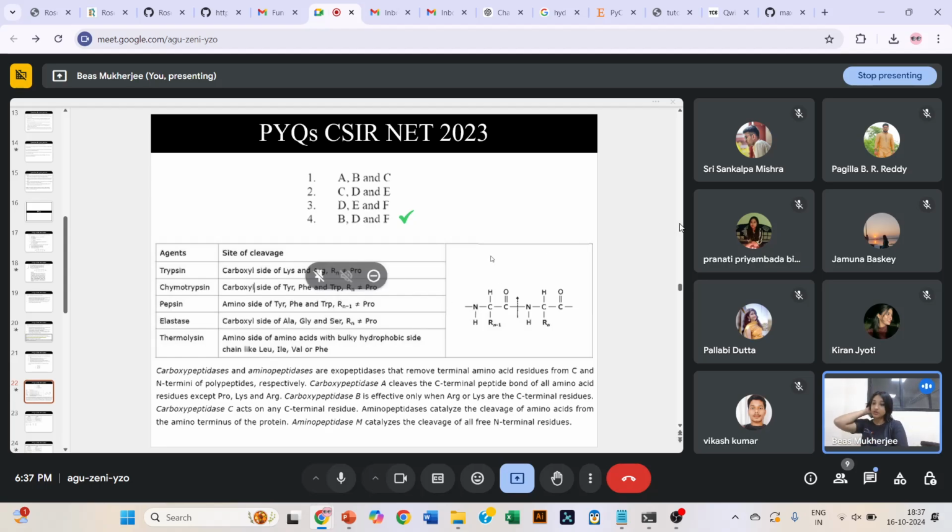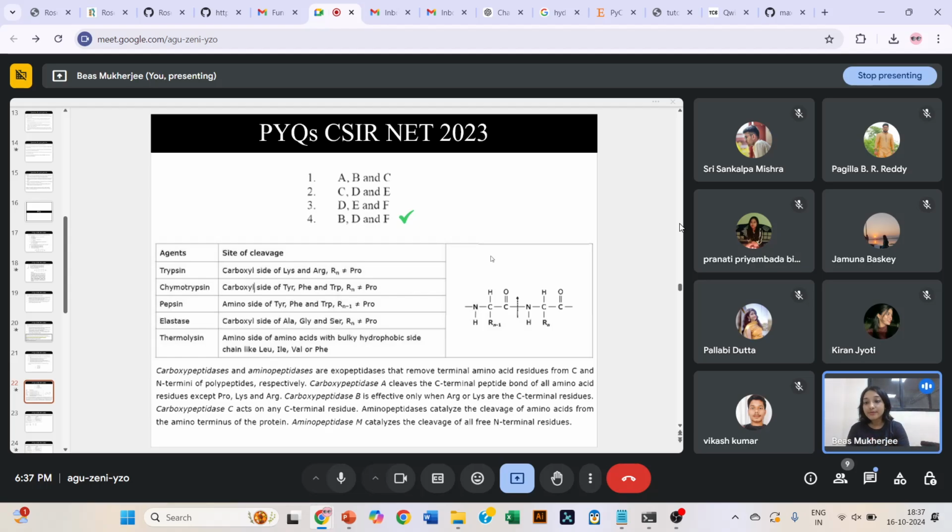See. So carboxypeptidases, and now here this table is given. Please remember this table. It is important. CSIR NET itself basically gives you this table. So it's very important that you remember this.